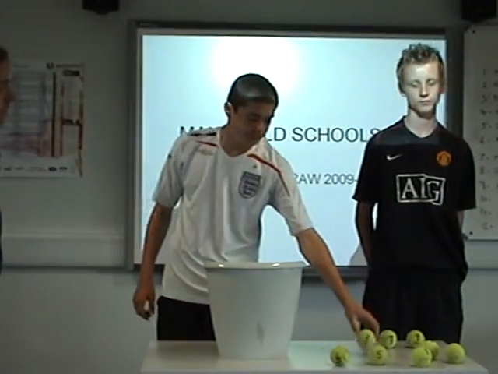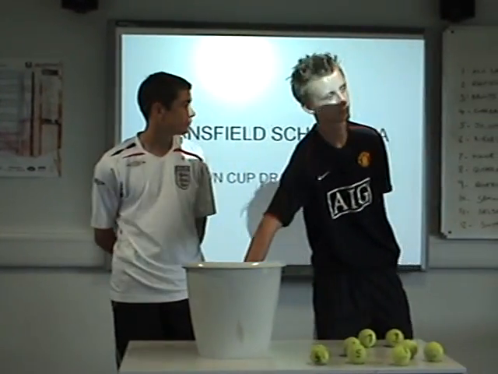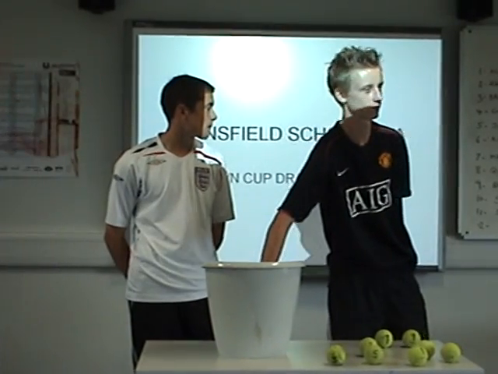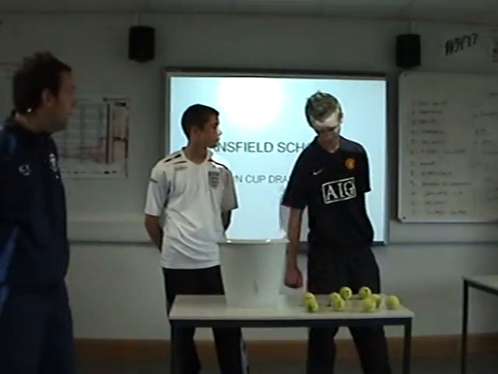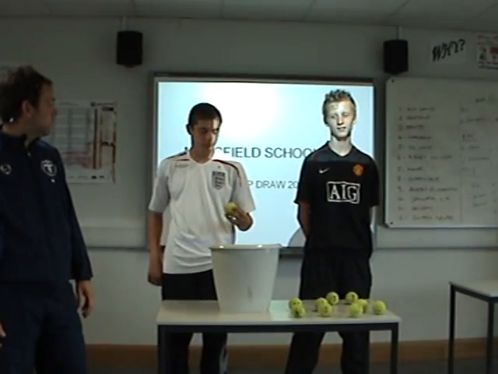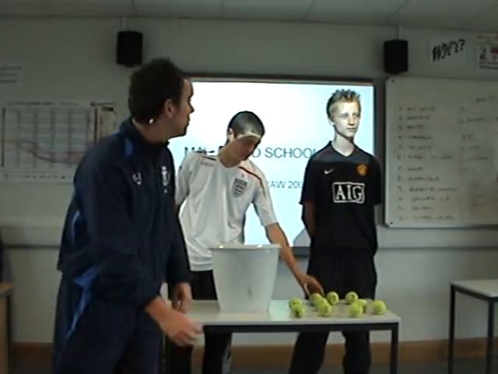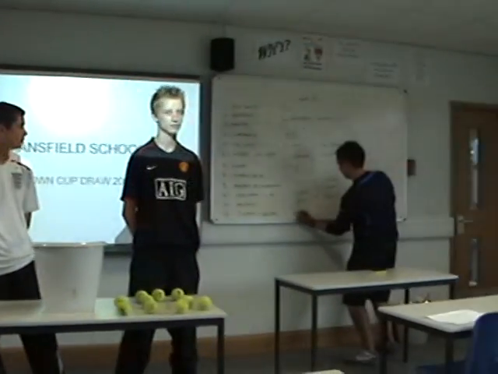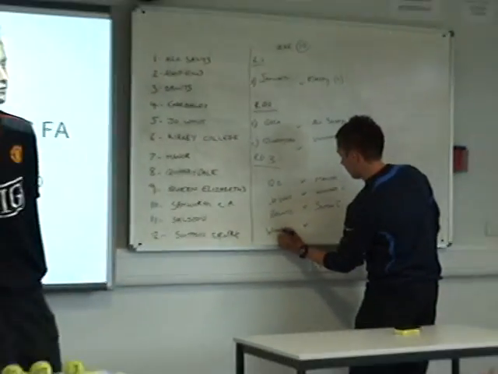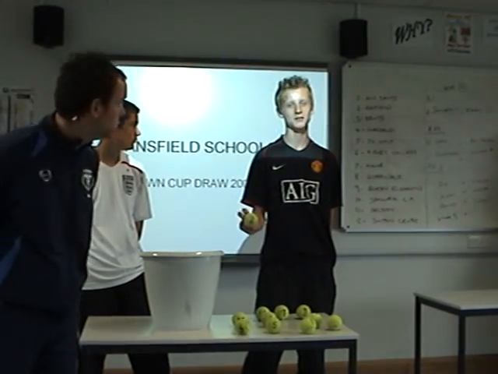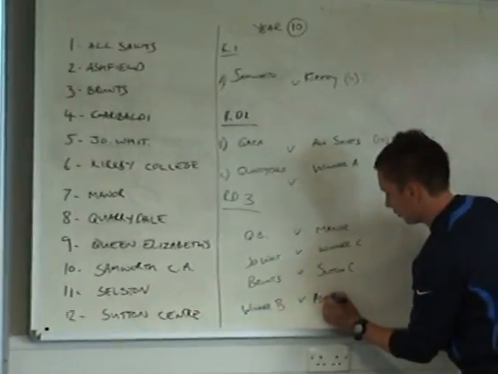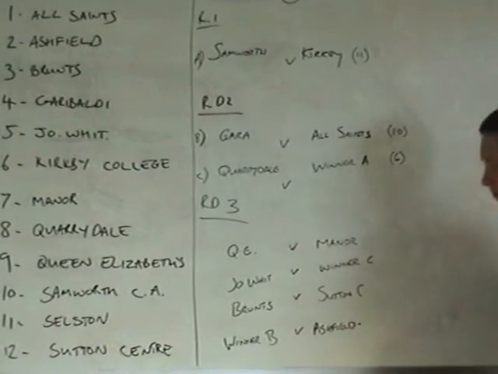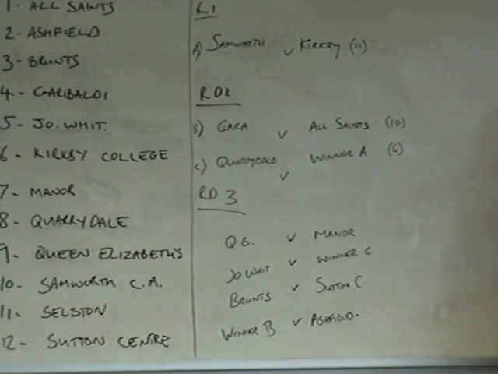Number 3. Number 3, which is Brunt. Brunt's at home. Play number 12. Number 12, Sutton Centre. Number 10. Number 10, which is the winner from round 2 of Garibaldi and All Saints, which is game B of round 2, will be at home to number 2. Number 2, which is Ashfield. That concludes the draws for rounds 1, 2 and 3 of the year 10 game. Thank you.